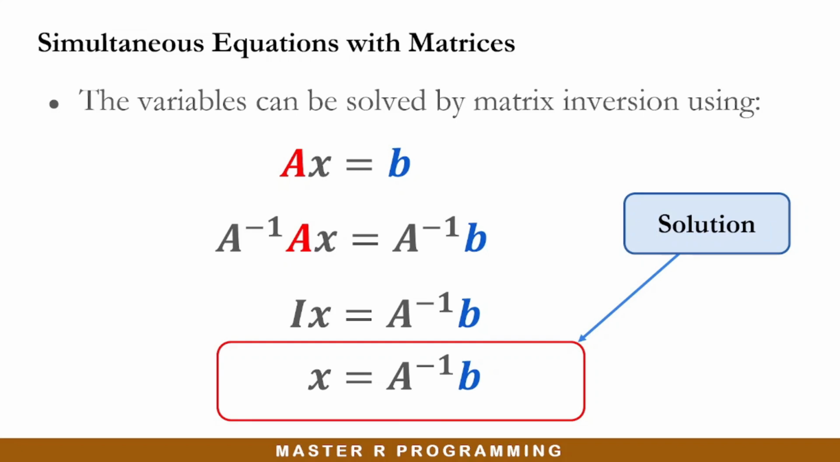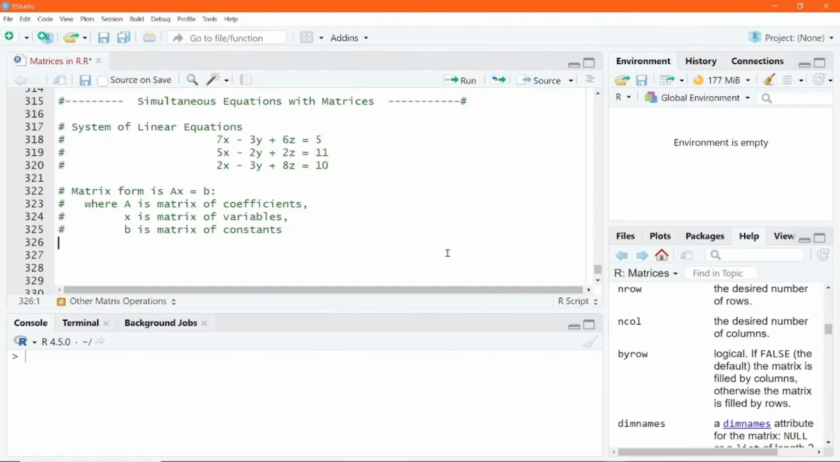At this point, let's go to R and learn how to solve systems of linear equations by matrix inversion using code. Now in R, we have our system of linear equations over here, and we have the matrix form Ax = b. A is the matrix of coefficients, x is the matrix of variables, and b is simply the matrix of constants. If you want to solve for the matrix of variables x, just as we showed in the slide, x is simply going to be equal to the inverse of the matrix A multiplied by the matrix of constants b.